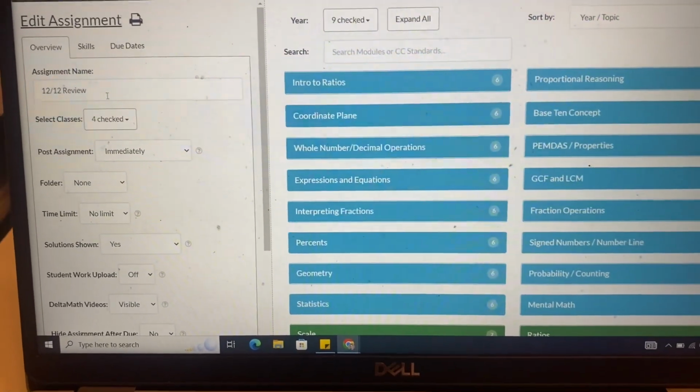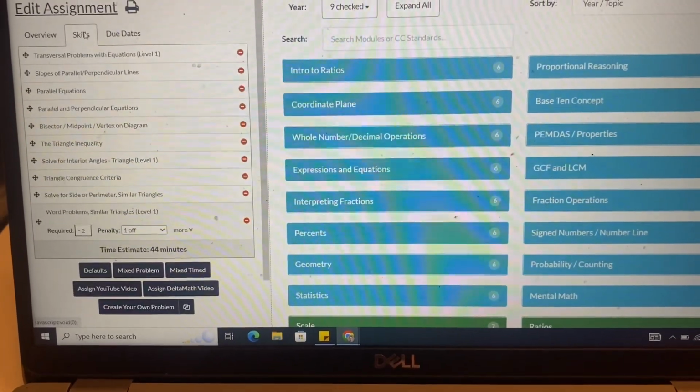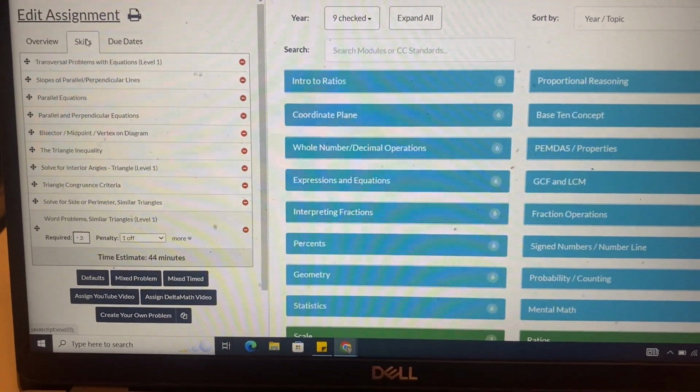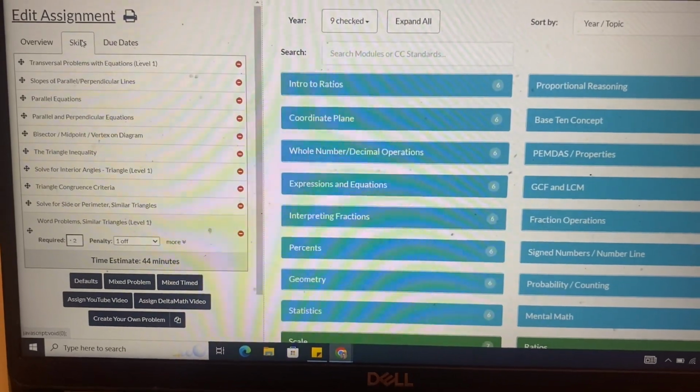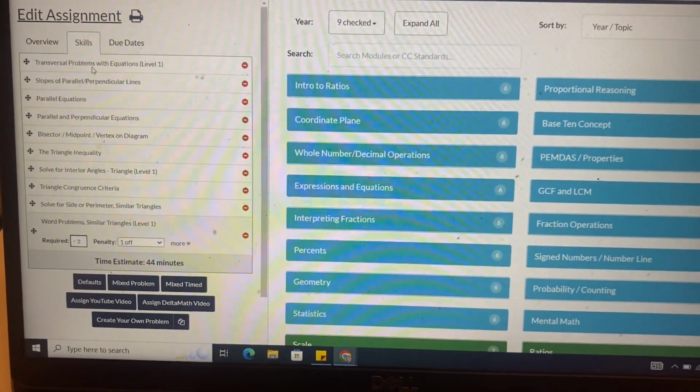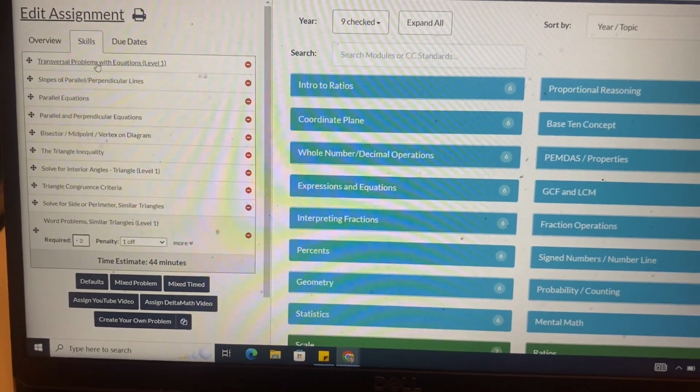So I'm just going to go down through the skills. I've written out a problem on paper so you can see me work through it and kind of explain what's going on with that. So we'll start with this very first one, transversal problems with equations.